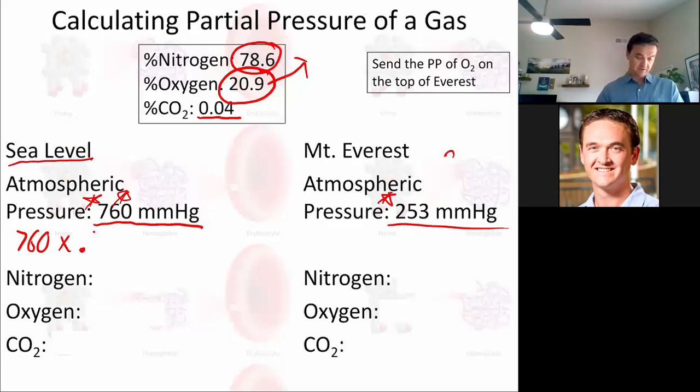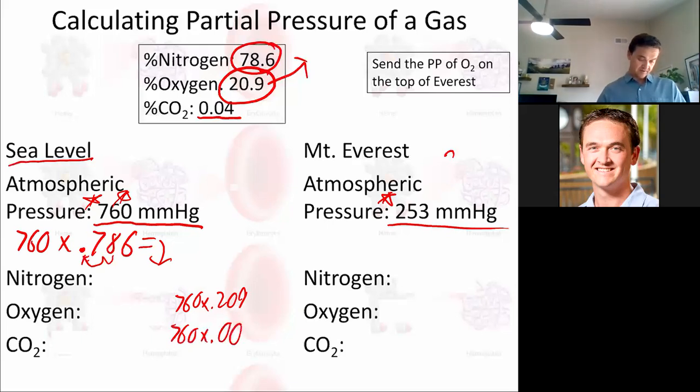our percentage, okay? So we take that 78.6%, we put it back in its decimal form, which would just be moving that decimal place to the left 2, right? That's back in its decimal form. So 760 times 0.786 will give us the partial pressure of nitrogen at sea level, right? So that's that one, okay? We do the same thing for oxygen. We use our 760 again, times that by 0.209. We take our CO2, take our 760 again, times that by 0.0004, okay? And that's how we do it.